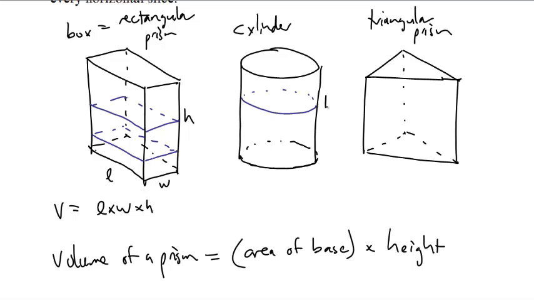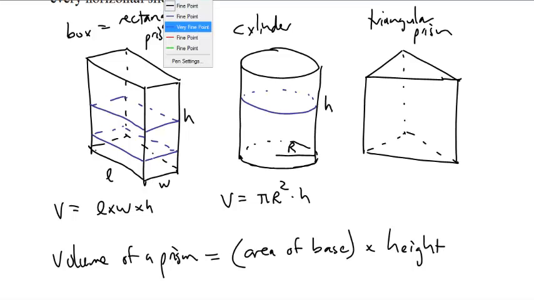A cylinder, if it's got a height of h, what do we need to know? We need to know the radius of the base. What is the volume? The volume is the area of the base times the height. The area of a circle is pi r squared, times the height. That's the volume of a cylinder.